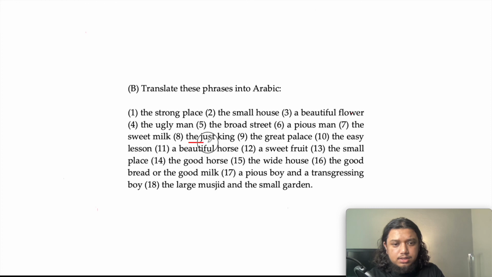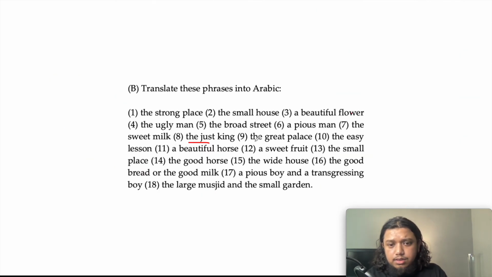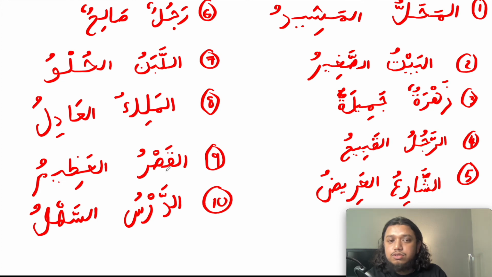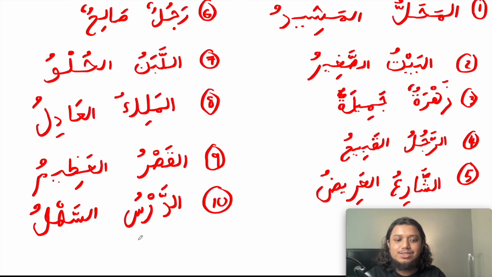Number 8 is the just king. That's Al-Maliku Al-Adil. Adilun, the just, was mentioned in the previous lesson as far as I can recall. Number 9, the great palace is Al-Qasru Al-Azim. Number 10, the easy lesson, such as this one, is ad-darsu as-sahlu. Ad-darsu as-sahl.